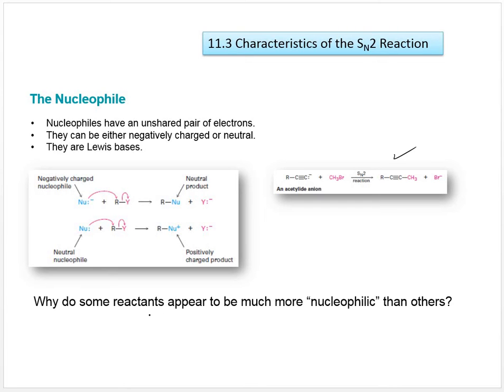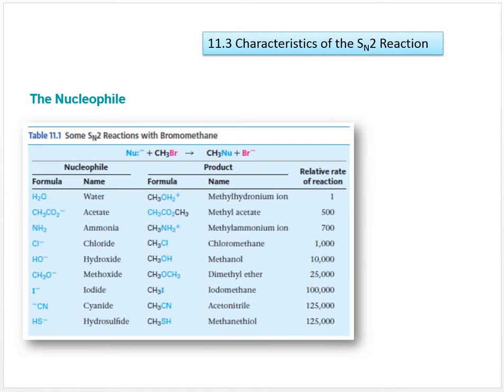Why do some nucleophiles react faster, and why do some of them react slower? Or we can define it as: why are some nucleophiles more nucleophilic, and some of them less nucleophilic? Some of them are good nucleophiles and the others are bad or weak nucleophiles. So we are going to see the effect of nucleophilicity in SN2 reactions.